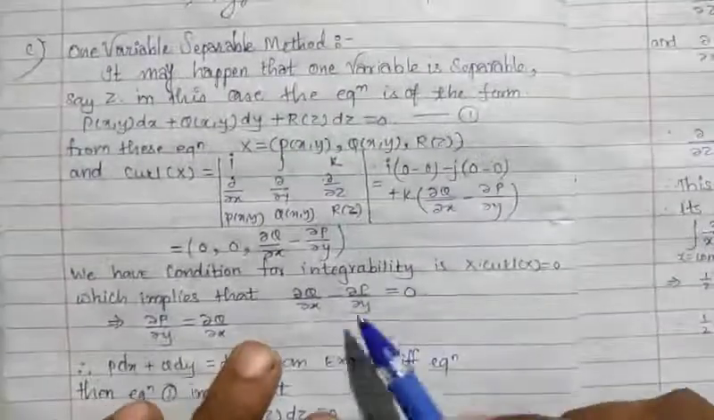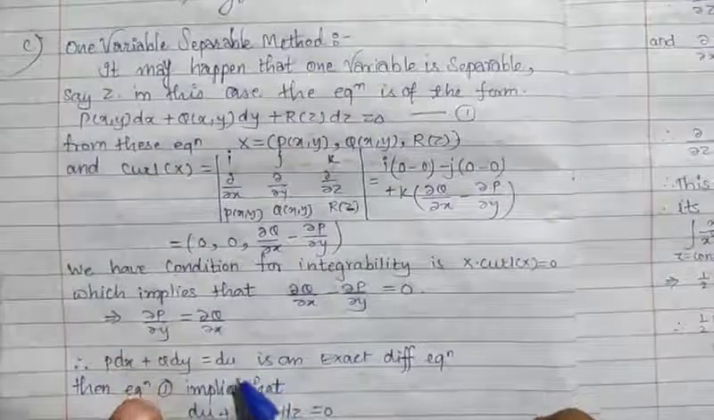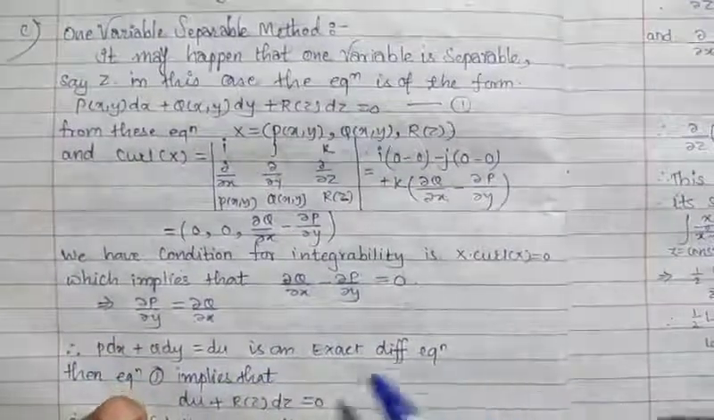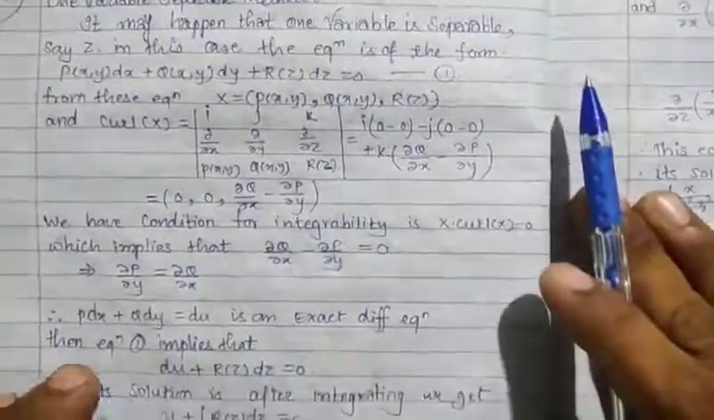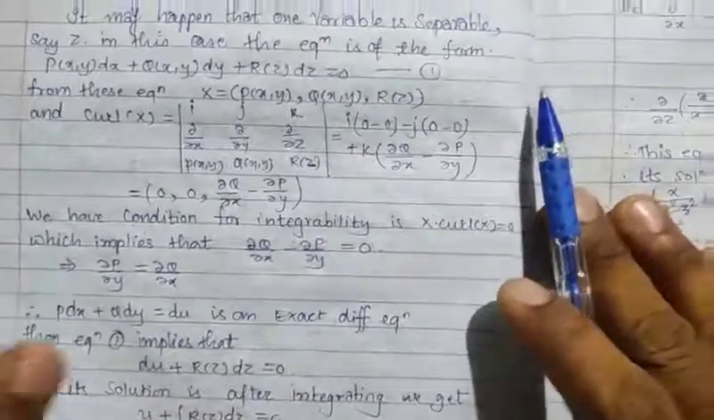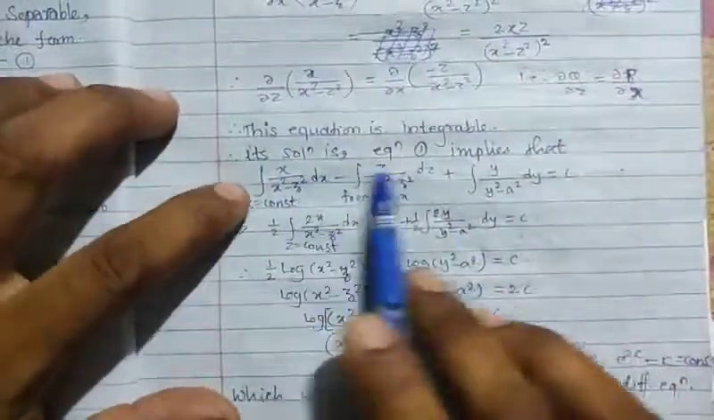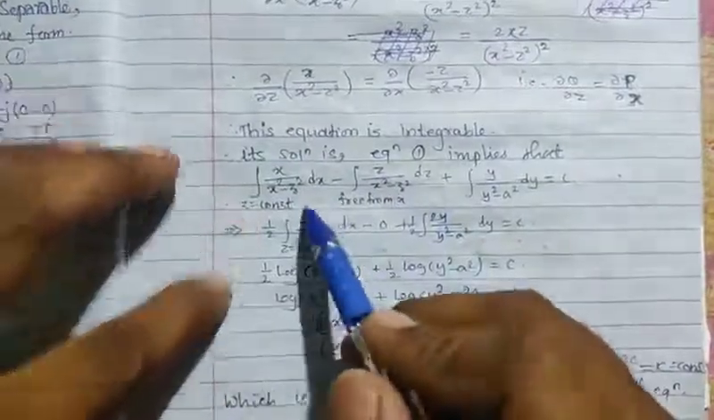If this condition is satisfied, that is ∂p/∂y is equal to ∂q/∂x, therefore the given Pfaff differential equation is exact and its solution is du + r(z) dz = 0. Now let's find out its solution. So here this equation is integrable and its solution implies that. So what is its solution?